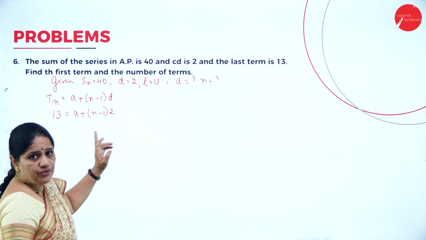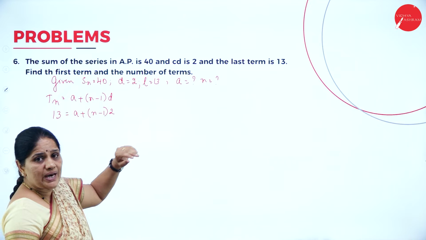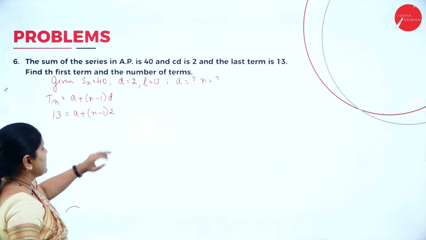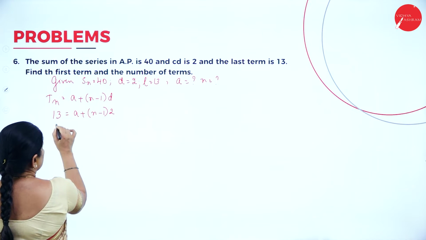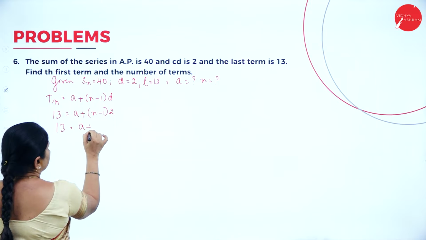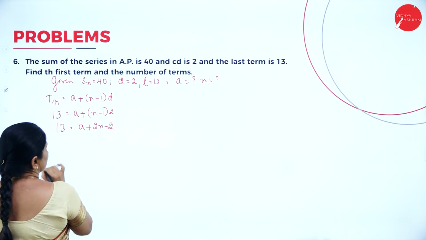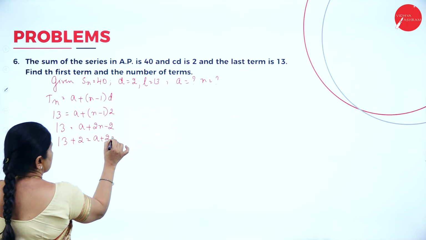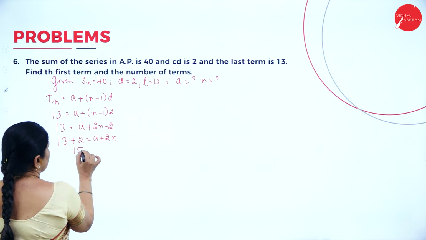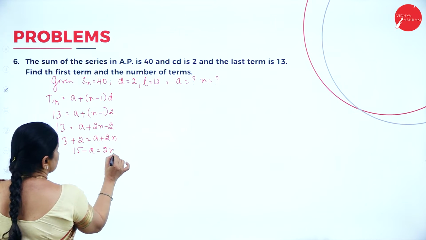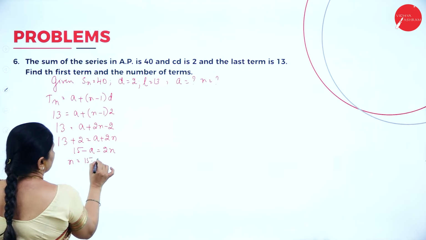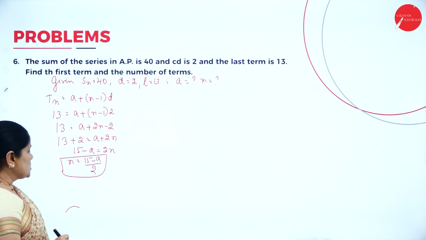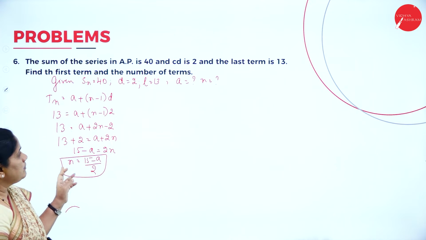So, we have the Tn formula. Tn equals A plus n minus 1 into d. So, instead of writing Tn, the last term, I am writing 13 equals A plus n minus 1 into d. So, 13 will be equal to A plus 2n minus 2. So, 13 plus 2 equals A plus 2n. So, 15 minus A equals 2n. N will be equal to 15 minus A divided by 2. Okay, so n equals 15 minus A divided by 2.